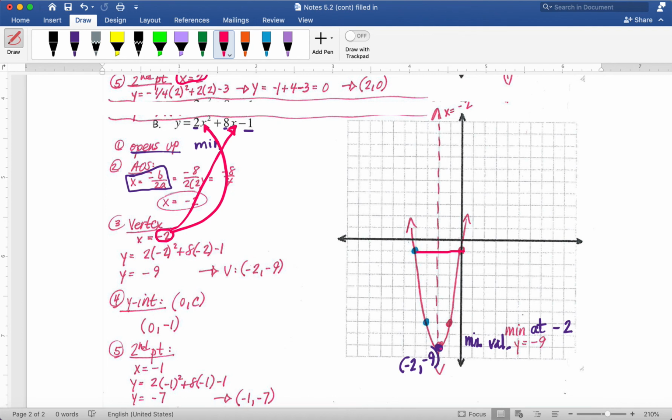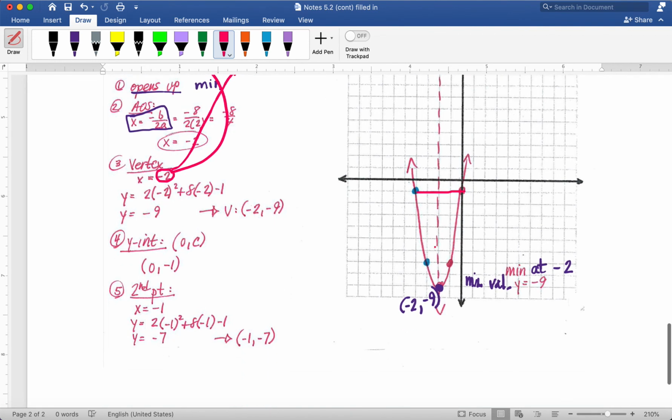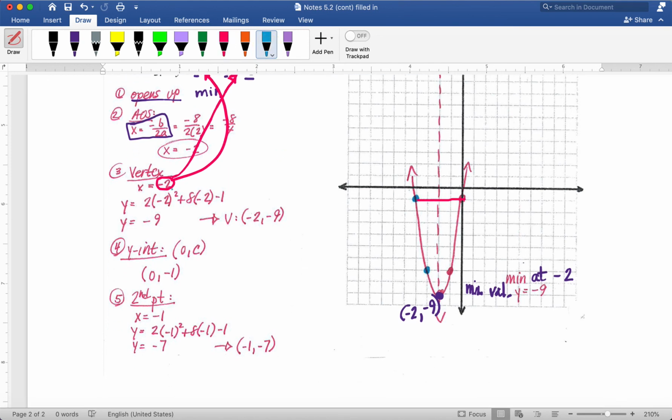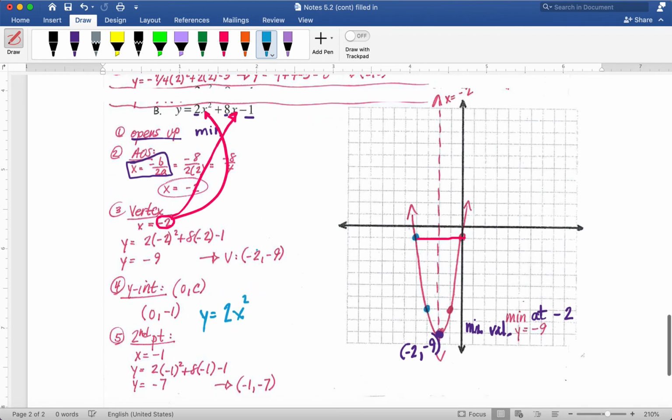Choose another point. I would choose this point here, -1, right? This point here has an x value of -2. This point here has a y value of 0. I would go between. And how do you get the y for that? Well, again, you substitute it into the original function, right? The original function is, let me copy this down, y equals 2x squared plus 8x minus 1.